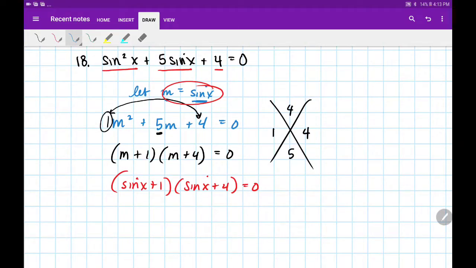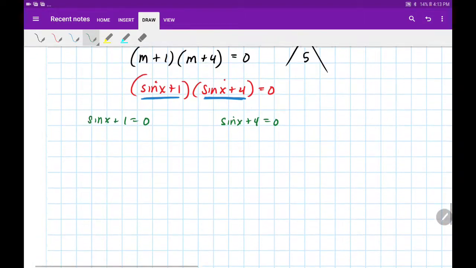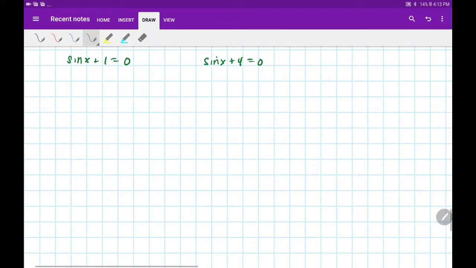So once we've factored, we're on our way to solving, but now we have to set each factor equal to 0 to come up with our 2 equations. So on the left side, I'm going to write sine x plus 1 equals 0. On the right side, I'll write sine x plus 4 equal to 0. And this is now what we're working with, these two equations.